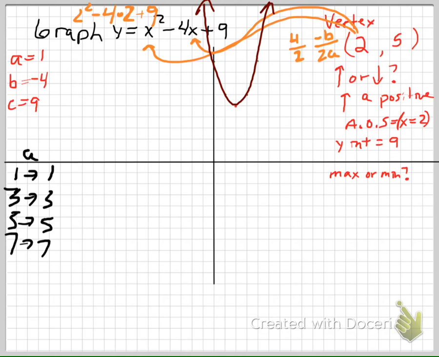Does this have a maximum or a minimum? It looks like it has a minimum because it reaches into the sky. And where does that minimum occur? The y-coordinate of the vertex, which is 5. That's as low as the parabola gets. And that's pretty much it for that one.